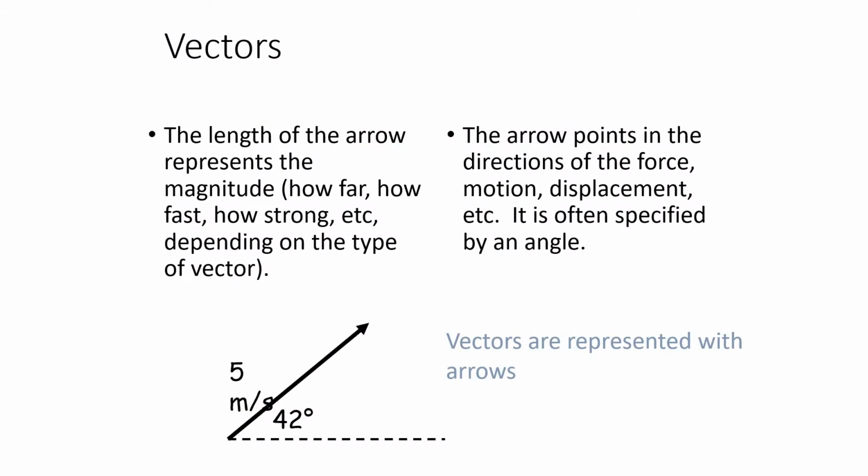Vectors are often represented by arrows. The magnitude of the arrow, the length of the arrow, can represent how far something goes, how fast something goes, and the arrow is pointing in the direction of the force, the motion, or the displacement. Like we said, we were dealing with one-dimensional, but notice how this takes into account angles. That's what makes it two-dimensional.